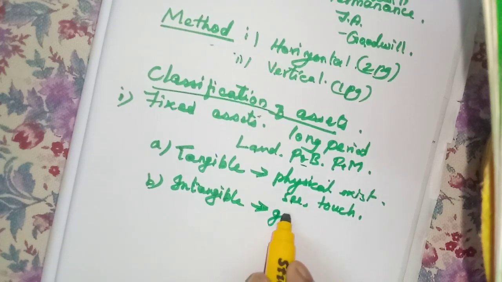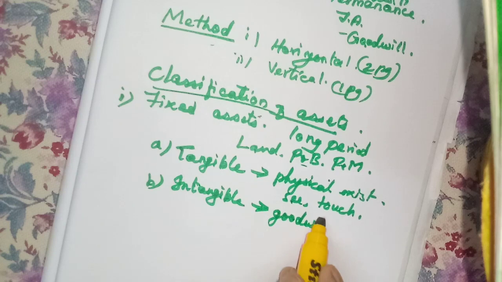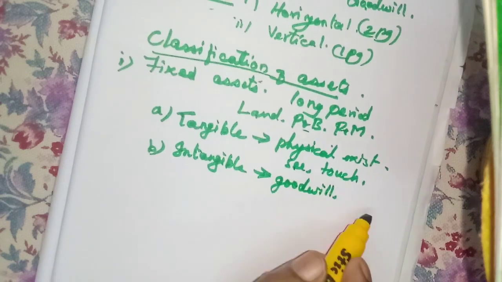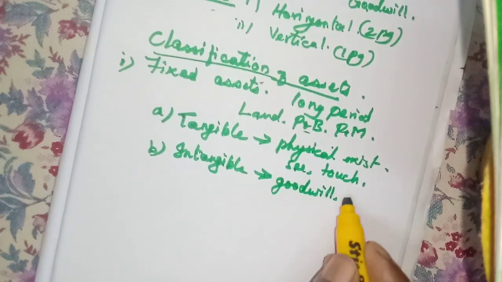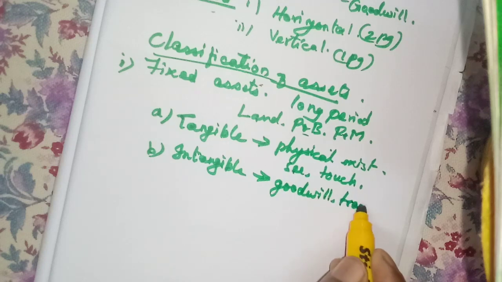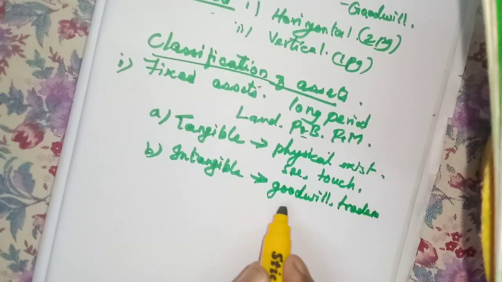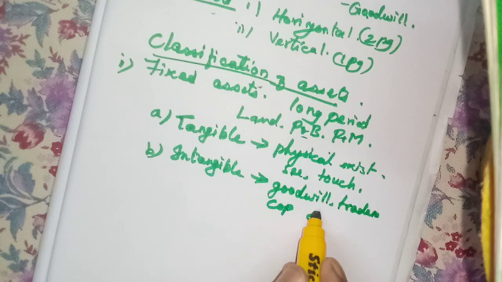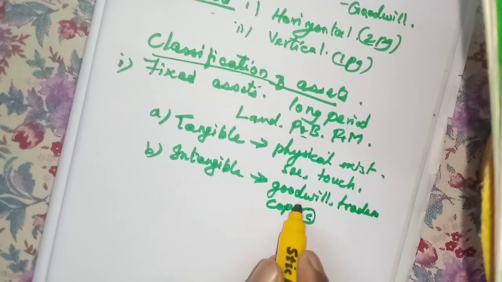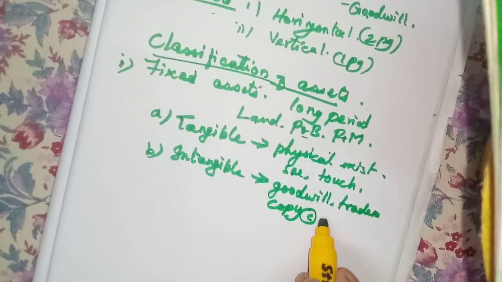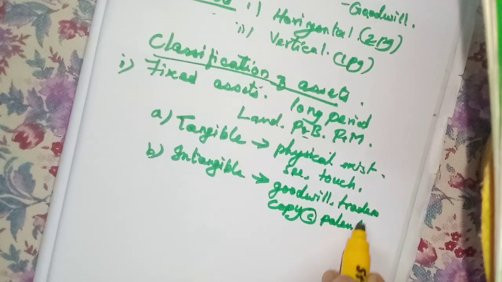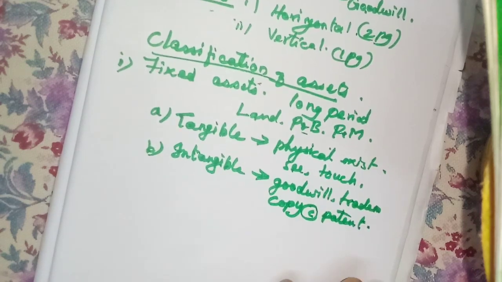That we can say very easily the goodwill, isn't it? The good name of the company, or trademark, then copyrights. Okay, like this they will be in the book it will be given copyright. Then patent right. Okay, if you have invented something, that is patent right.